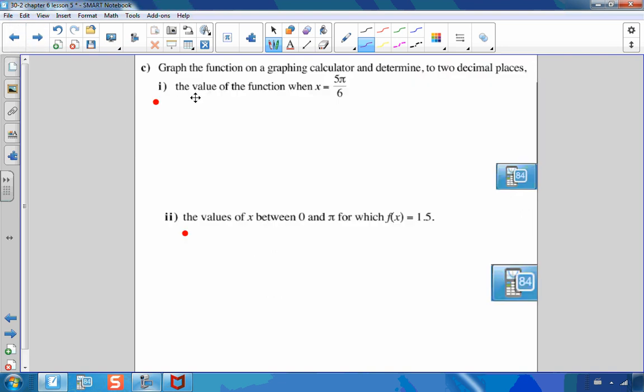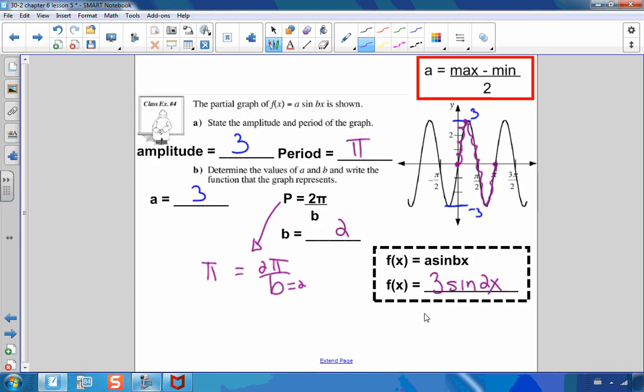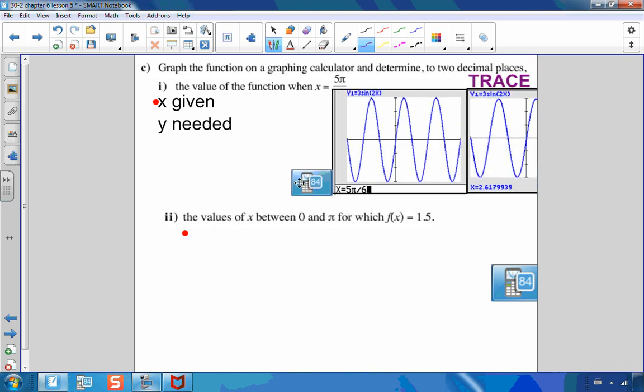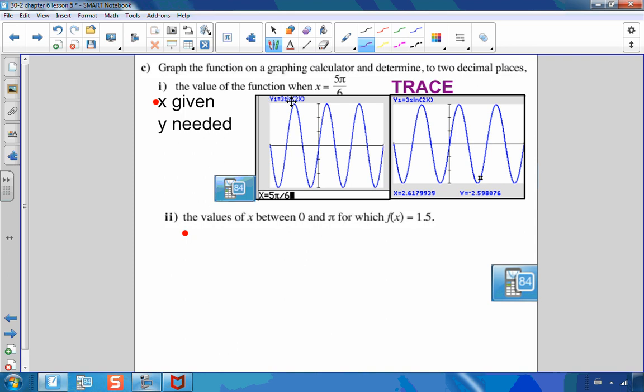Okay, now we want to graph this on our graphing calculator and determine to 2 decimal places the value of the function when x equals 5 pi over 6. Again, this is just an angle measurement. So I want to take my equation here and put it into y1, and this is an example of x given, y needed. Now when x is given and y is needed, we use trace. So that's what I did here. Okay, so I entered my equation in, I did trace of 5 pi over 6, and when I press enter, I can get the value, and it's a y value, and they want it to 2 decimal places, so I can say y equals -2.60, because it's 2.59, so I'll just write it as 60 because they want 2 decimal places.